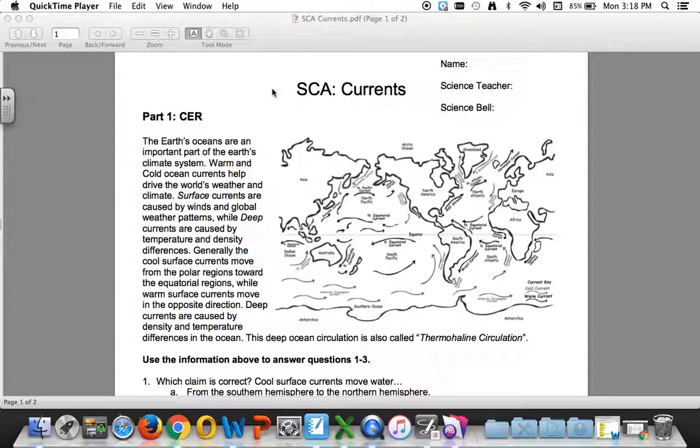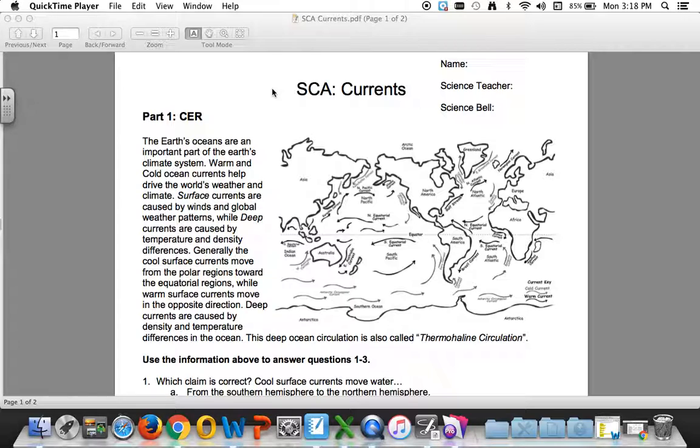SCA Currents. The Earth's oceans are an important part of the Earth's climate system. Warm and cold ocean currents help drive the world's weather and climate. Surface currents are caused by winds and global weather patterns, while deep currents are caused by temperature and density differences.